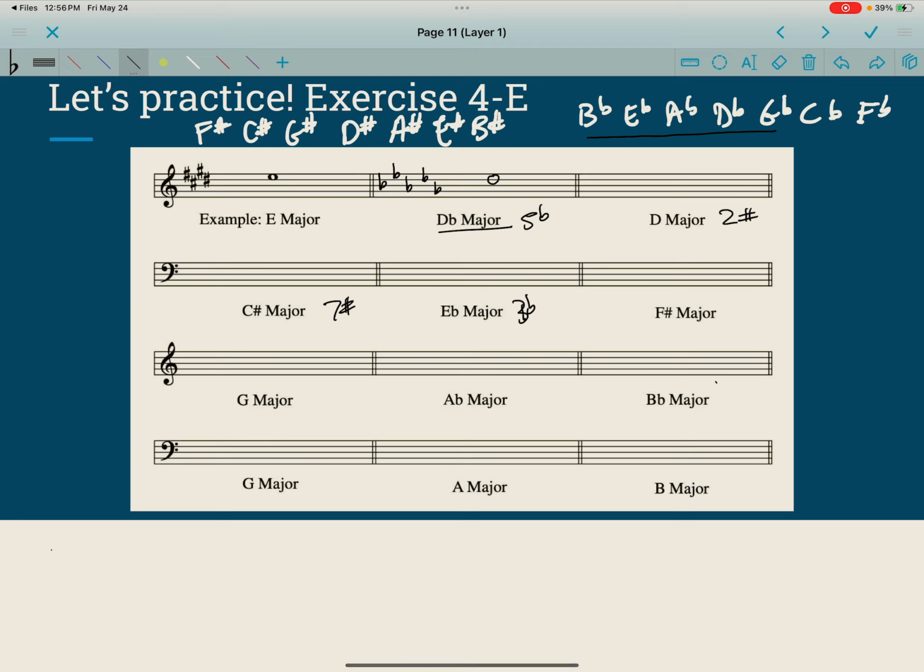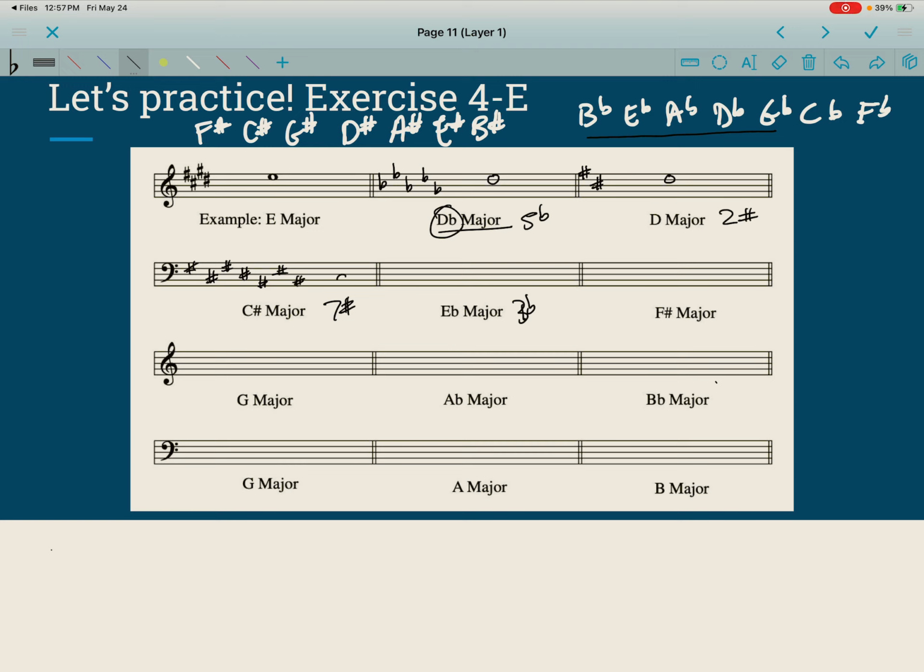D major, I know it has 2 sharps just because I've memorized it, but you can look at your circle of fifths and say F sharp, C sharp, boom, that's it. I'm just stopping at those first 2. And then you're going to write a D there. There's no need, with the key signature, to write a D flat next to it, because your key signature assumes that every D is going to be flat and you have it in your key signature already. Then C sharp major, you're just going to write out all of your 7 sharps. So you have F, C, G, D, A, E, B.